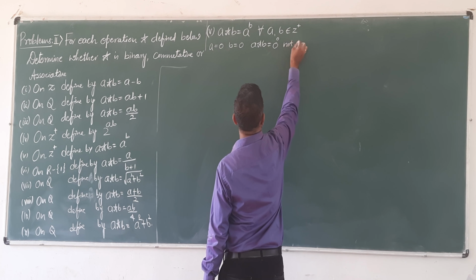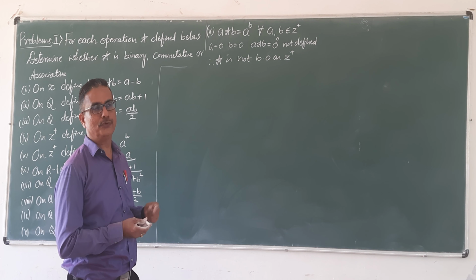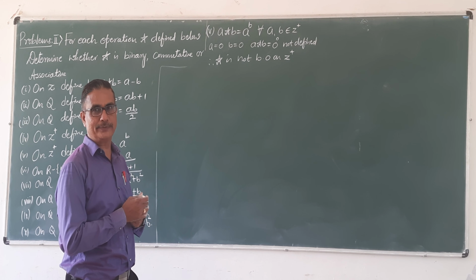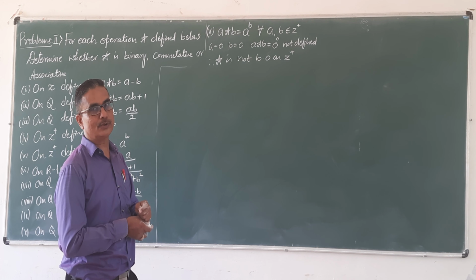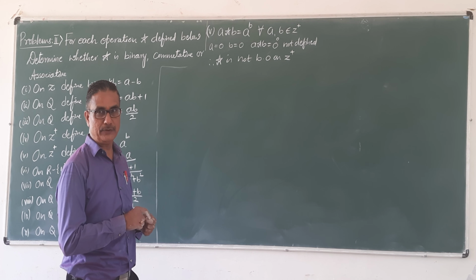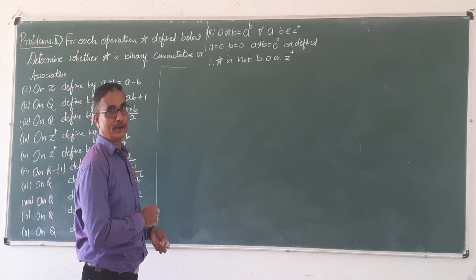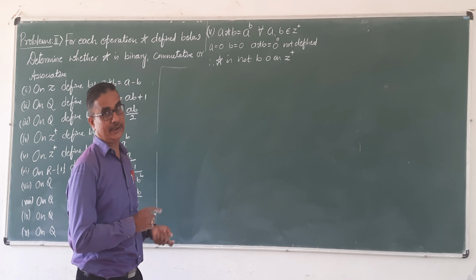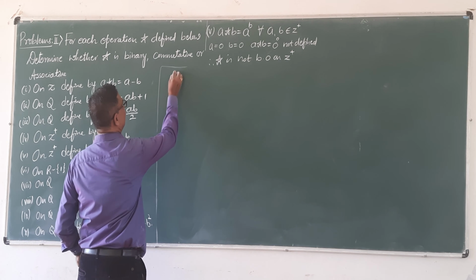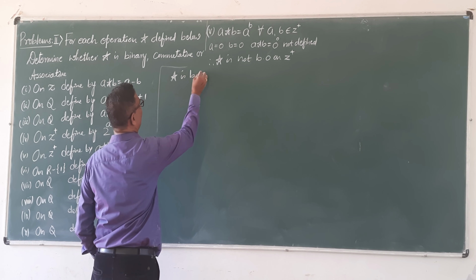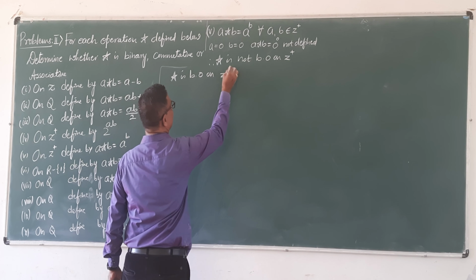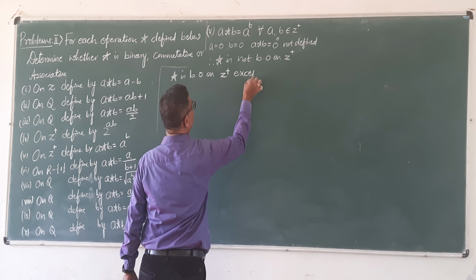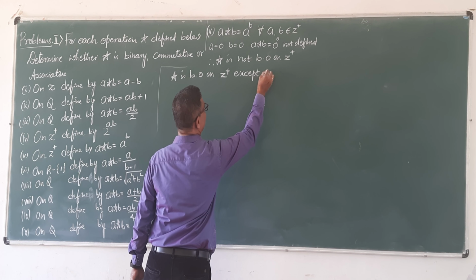So if you take a value 0, b value 0, if you consider 0 as a positive integer, then a star b is equal to 0 power 0, that is not defined. So star is not a binary operation. Except 0, it is a binary operation. Star is a binary operation on Z plus except 0.